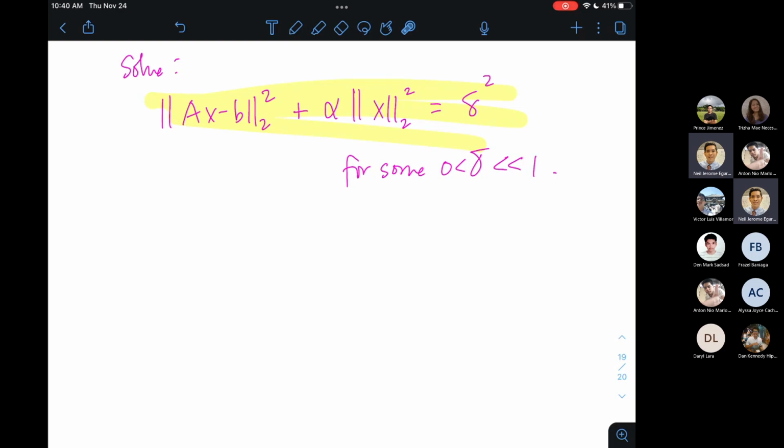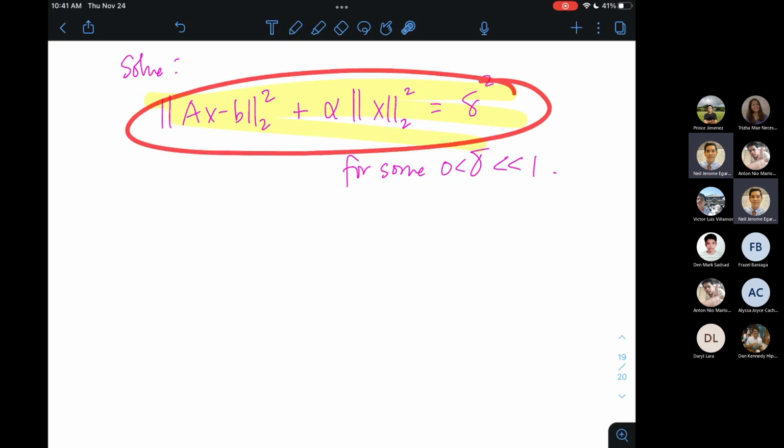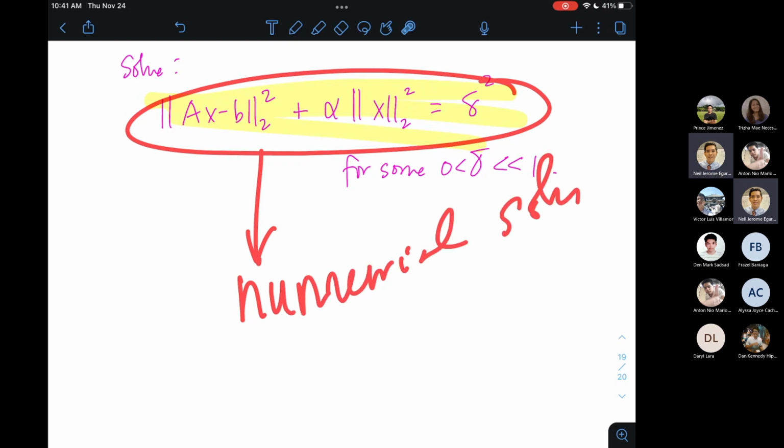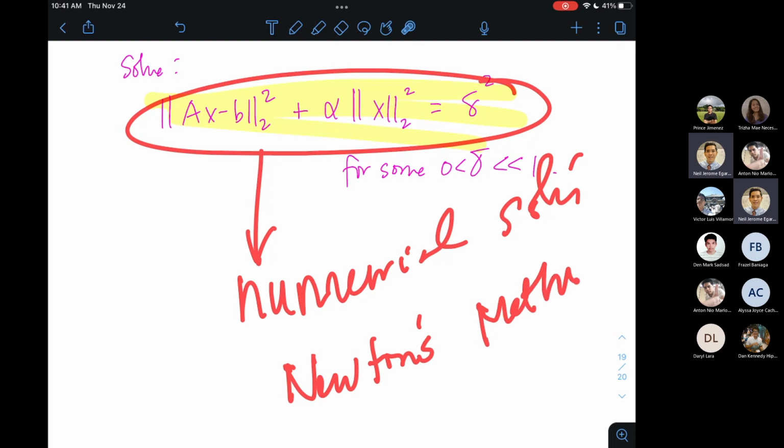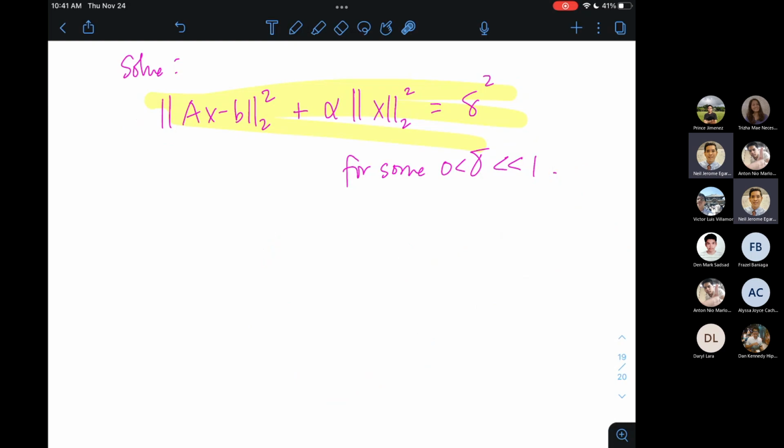Alright? Actually, ang ginagamit ko usually, and it is implemented in the Morozov code that I gave you, ay yung Newton's method. So ito, i-solve natin to numerically using Newton's method, kasi mahirap tong i-solve by hand. And I don't think Matlab can help you find a symbolic solution.